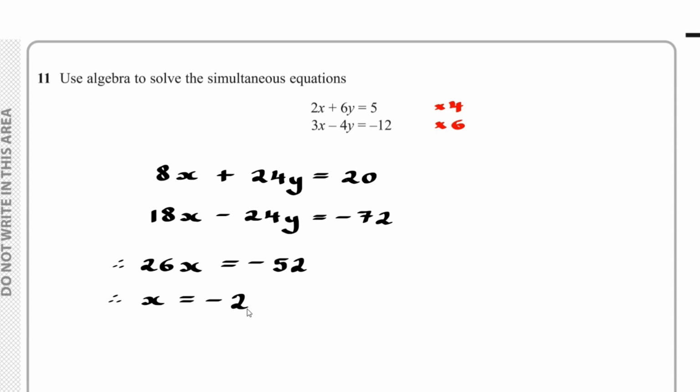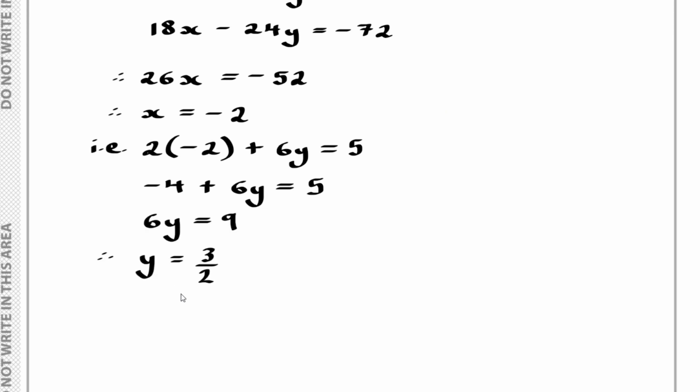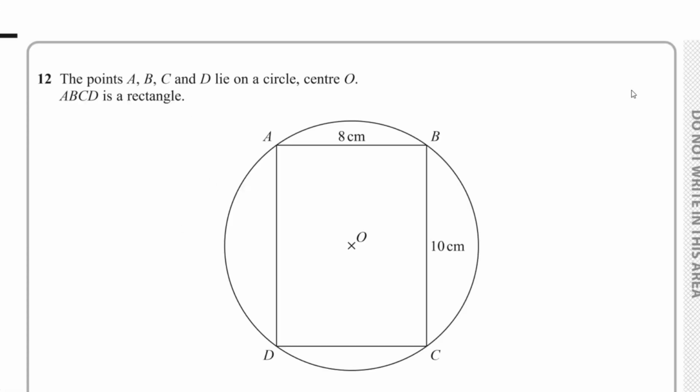Now that I know what x is, I can find out what y is. I can substitute into this first equation. I've got 2 times x, so I've got 2 times negative 2, plus 6y equals 5. So I've got negative 4 plus 6y equals 5, which means 6y is 9, which means y is equal to 3 over 2.